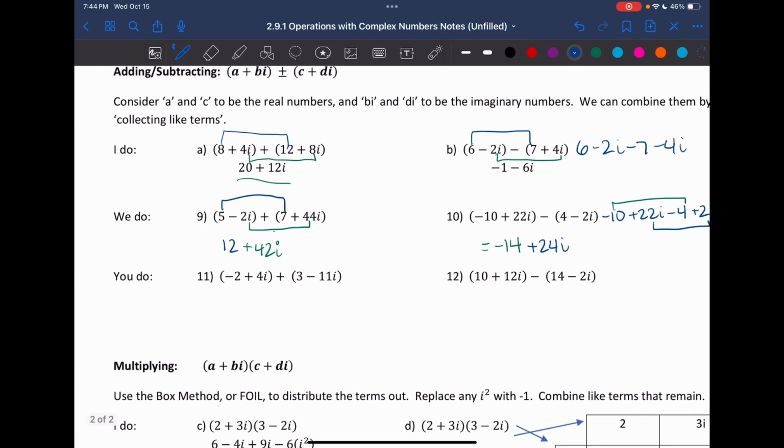Go ahead and try the next two on your own. So go ahead and add together the negative 2 and the 3. You get positive 1. 4i minus 11i, negative 7i.